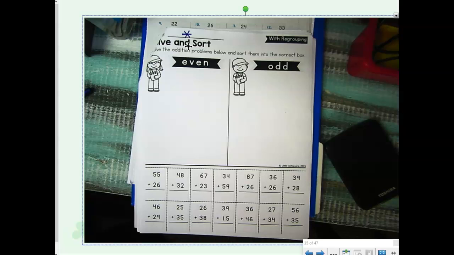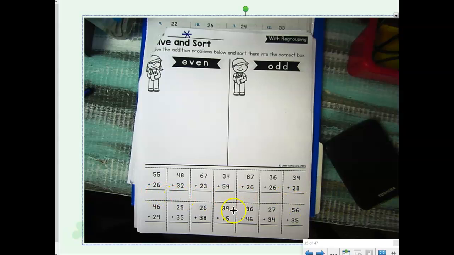And it says even and odd at the top. And you have addition problems at the bottom. Pause the video and find it. All right. Today, you are going to add first and put your answers. Show your work, your regrouping work.